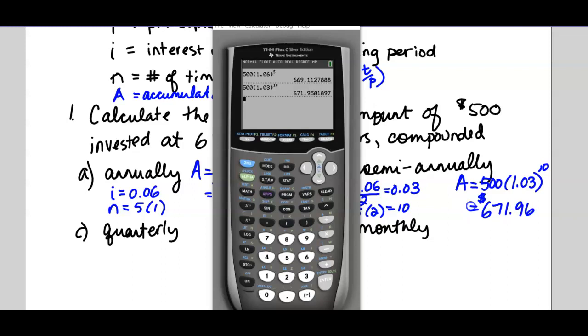So you earned a little bit more. Same amount invested, same time period of 5 years, but you compounded more frequently, twice a year instead of once a year. So earned a little bit more interest, $171.96 on that one.